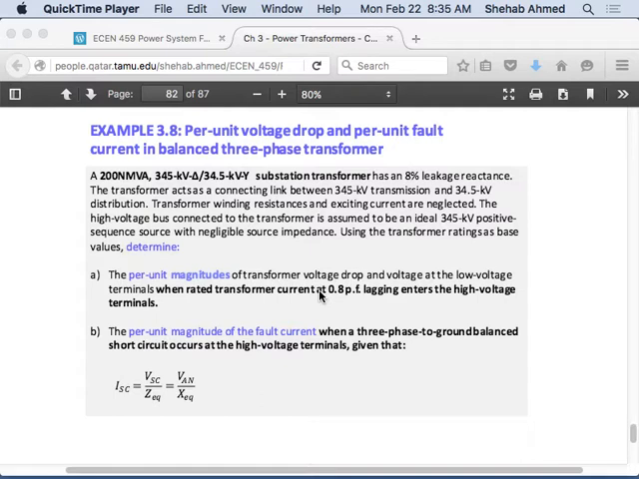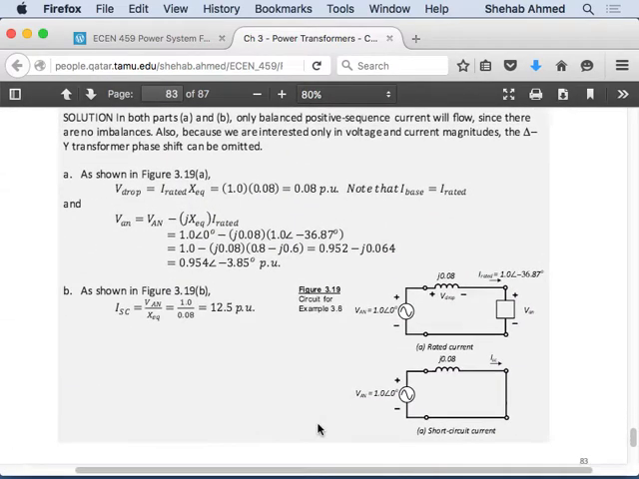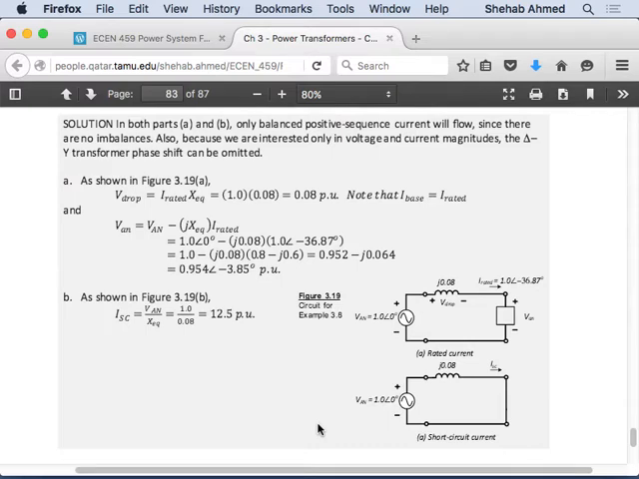But for the second one, they asked what the short circuit current is if a fault happens on the primary side of the transformer. Same thing: you have your generator, which is a voltage source, then an impedance, then a short circuit. Let's look at the solution. So this is the circuit as expected. It's the generator, the voltage source, and an impedance, which is the 0.08.